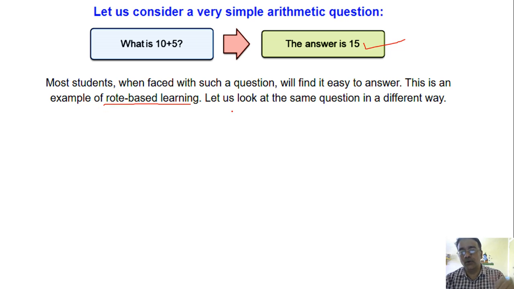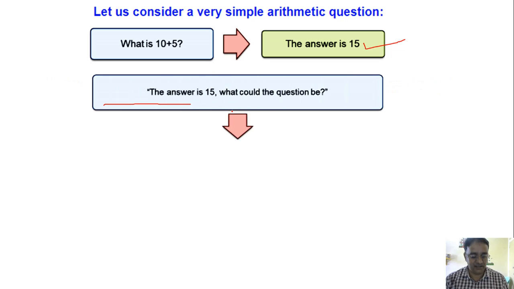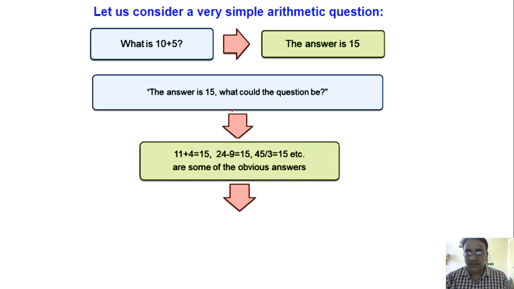Let us look at the same question in a different way. If I ask in this way, the answer is 15. Now what could be the question for that? Some will come up with 11 plus 4 equals 15. Some will come up with 24 minus 9 equals 15. Some will come up with 45 divided by 3 equals 15, etc. These are some of the obvious answers.